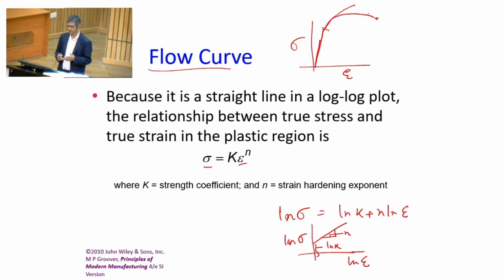Flow curve. What is the flow curve? The flow curve is the curve which depicts the behavior in the plastic part, and the equation is sigma equals K epsilon to the power n, where sigma is the true stress, epsilon is the true strain, K is a constant known as the strength coefficient, and n is the strain hardening coefficient. If you take a log on both sides, you can measure the slope. The slope will provide you the value of n, the strain hardening coefficient.